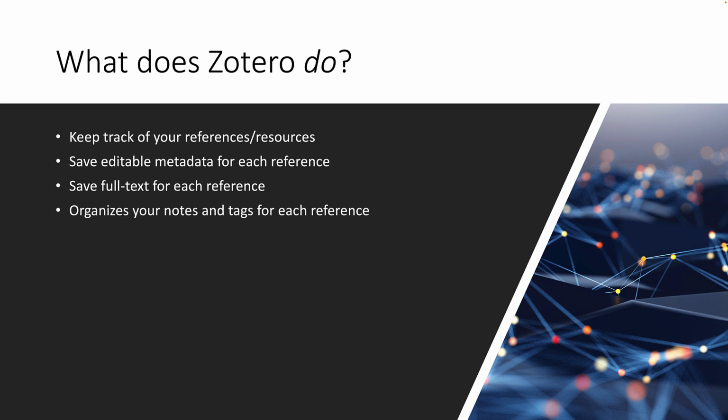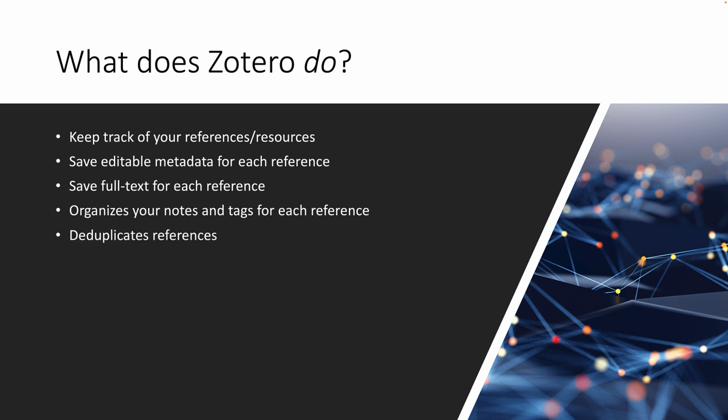It organizes your notes and tags for each reference. So you can add tags, which are a type of metadata, to a reference, and you can make that tag whatever is useful for you. It might be the name of a grant that you're working on or anything else that means something to you. You can also take notes in Zotero on each one of your references, and that's then associated with that listing.